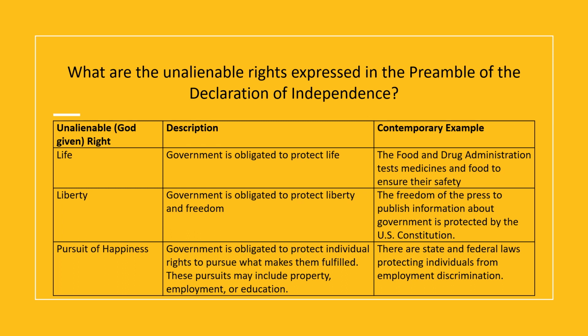Let's look at liberty. Government is obligated to protect liberty and freedom. An example of this is the freedom of the press. The freedom of the press is protected in the First Amendment to the U.S. Constitution, which is in the Bill of Rights. And so the freedom of the press to publish information about government is protected by the U.S. Constitution. We all know sometimes that we might look at things that people in government are doing, and we might know in our heart of hearts that what they are doing might be wrong or might not be in the best interest of the public.